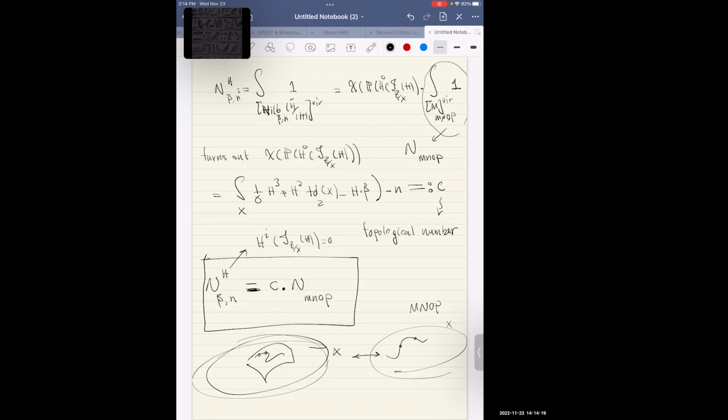Each time that you fix a particular curve class, you can always find an ample surface with respect to which this cohomology can vanish. And then for that particular situation, you can calculate this particular topological number. And all you need to do is multiply that to the MNOP invariant, which depends on that curve class, beta. So this depends on beta and n also. So this guy depends on H, and the other one depends only on beta.